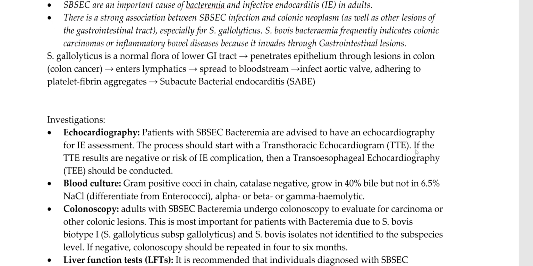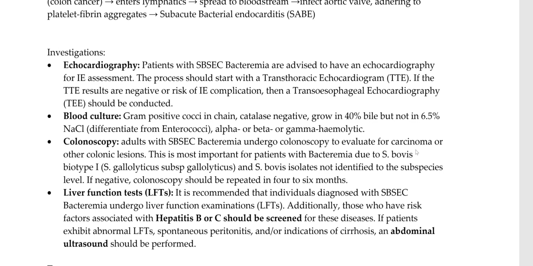So the line of investigation is very interesting. Obviously, if it is an endocarditis, we will do echocardiography. So it is expected that if bacteremia is there, you will perform a transthoracic echocardiogram initially, and if results are negative but you are still clinically suspicious, or there is risk of complications of infective endocarditis, then you should go for a transesophageal echocardiogram. So that is obviously what we are going to do.